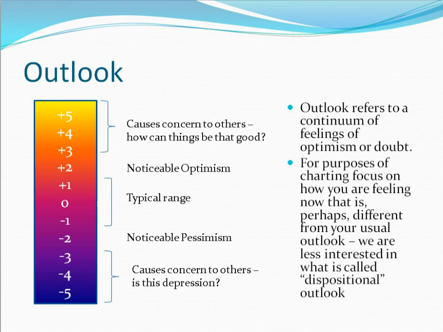And then +2 on this would be noticeable optimism, meaning that somebody who knows you well would say, that's particularly optimistic. Or -2 would be noticeable pessimism. And then above +2, +3, +4, +5 is a level of optimism that makes others worry. Gosh, it's possible. How can he do all of that? Or similarly, a level of pessimism or doubt that makes others worry.